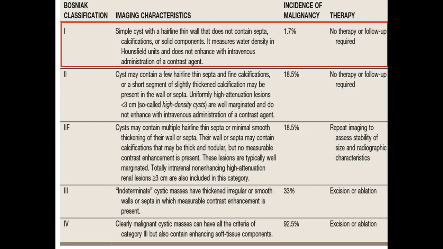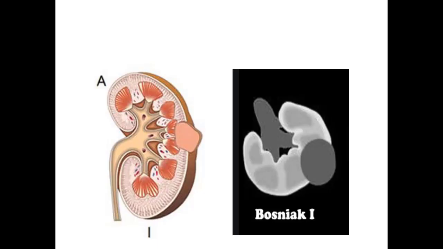So if you look at the Bosniak classification, we have basically five classes. Class 2 is further divided into 2 and 2F. The first one says that there is a simple cyst with a hairline thin wall that does not contain any septa, calcification or solid components. It measures water density in Hounsfield units and does not enhance with IV administration of a contrast agent. And if we look at the malignant potential, it is 1.7% and there is no therapy or follow-up required. So this is the cyst with only a single layer wall. There is no septa, no calcification, no solid, no smooth muscle components.